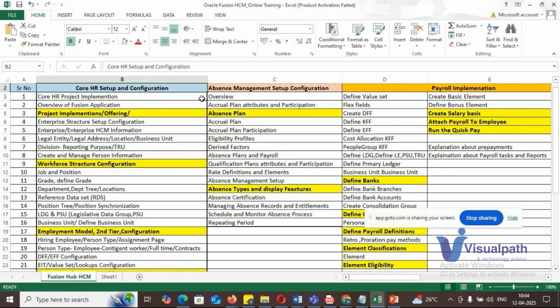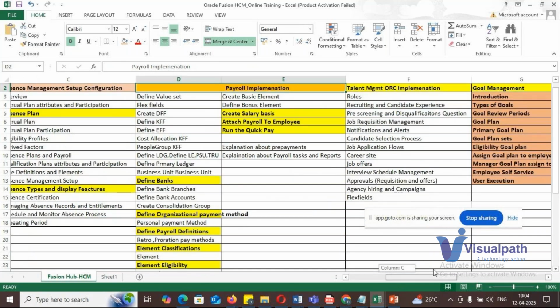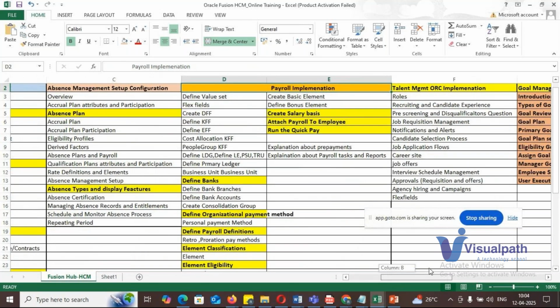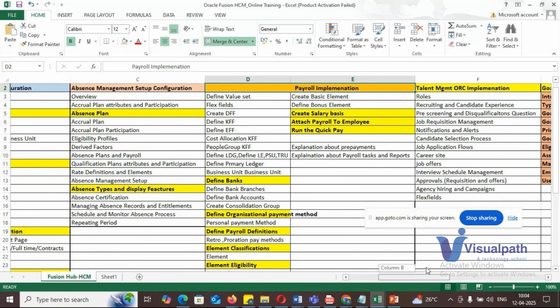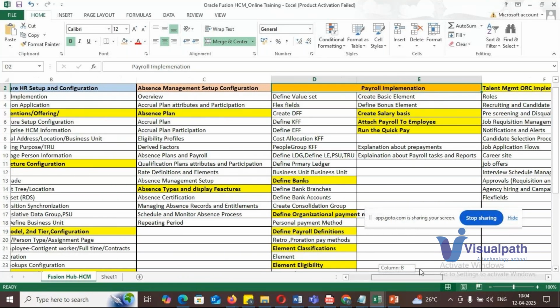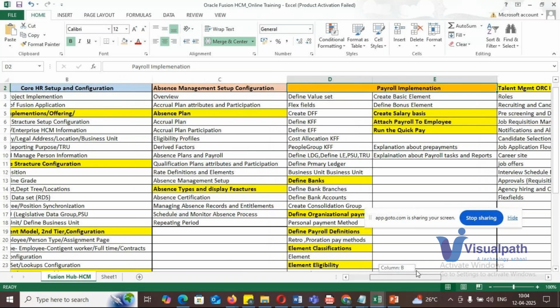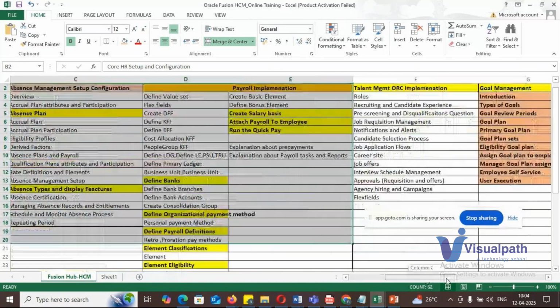Number two is absence management. Number three is payroll, right? And generally people take 4 to 5 modules or 3 modules. But if you are a fresher or entry level, then you have to go for 2 or 3 modules, focus on 3 or 4 modules minimum, right?